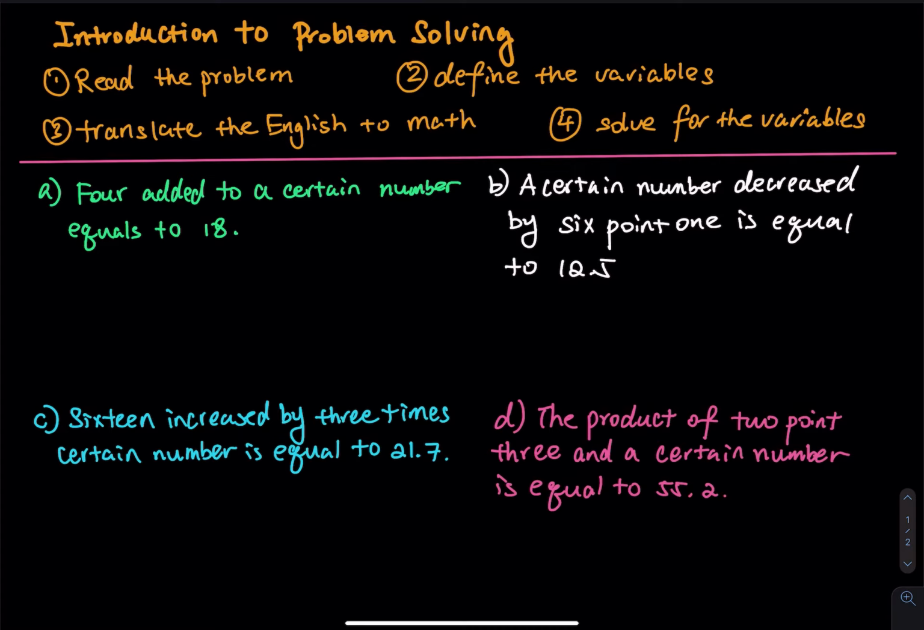And then number four is you solve for the variables. Usually in elementary algebra, when you do the basics, we only need to find one variable. So let's do some basic practice.